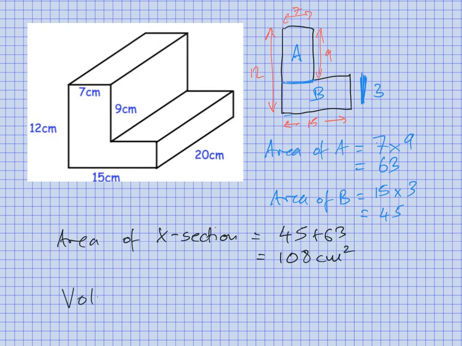So the volume of the prism altogether, remember that we do area of cross section times by the length. I'm going to do 108 times 20, which is 216. I've done 2 times, but I need 20 times. Try and think what your units would be. Okay, that's it. Have a go at the exercise.